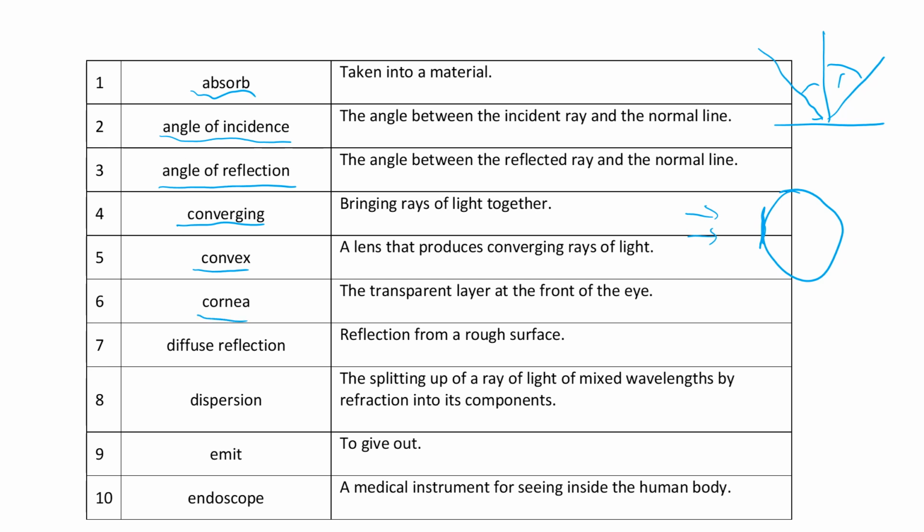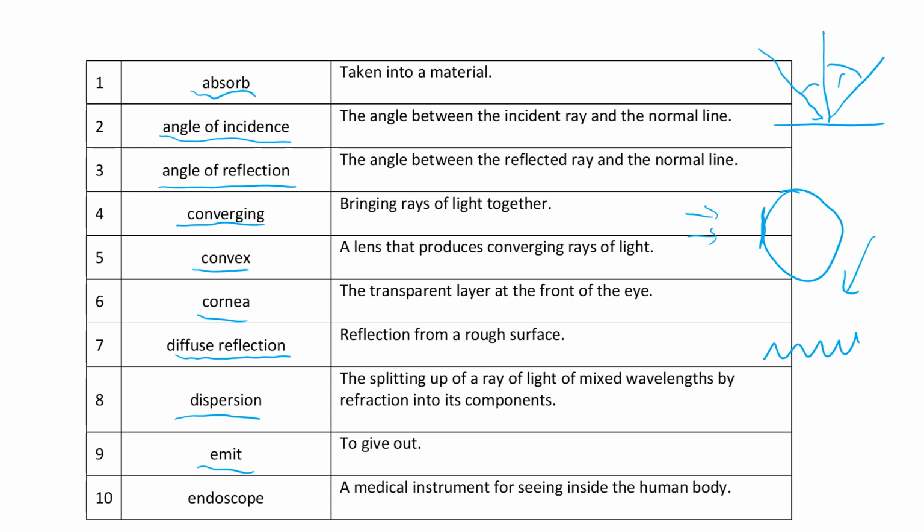Reflection from a rough surface. So if you've got a rough surface like that and light is shining down, that is called diffuse reflection. The splitting up of a ray of light of mixed wavelength by refraction into its components, dispersion. The word to give out, like the word to take in was absorb, to give out is emit.